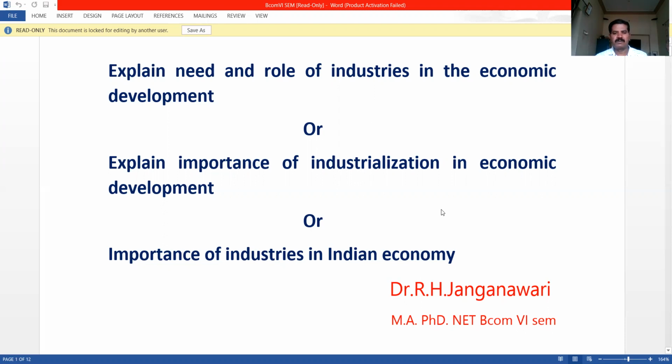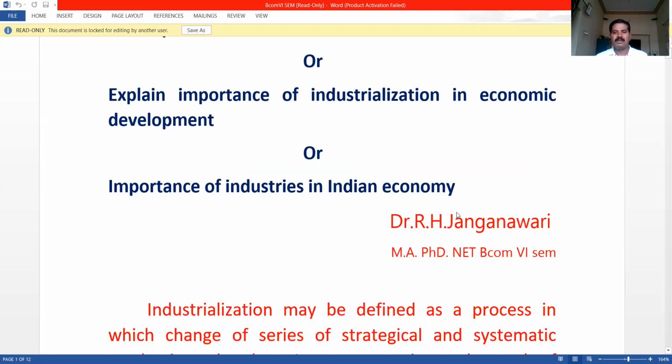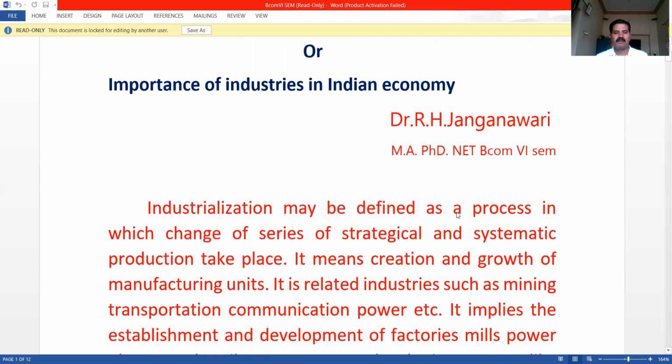We have discussed that three important questions are required. Explain the need and role of industries in economic development. Explain the importance of industrialization in economic development, or the importance of industries in the Indian economy.